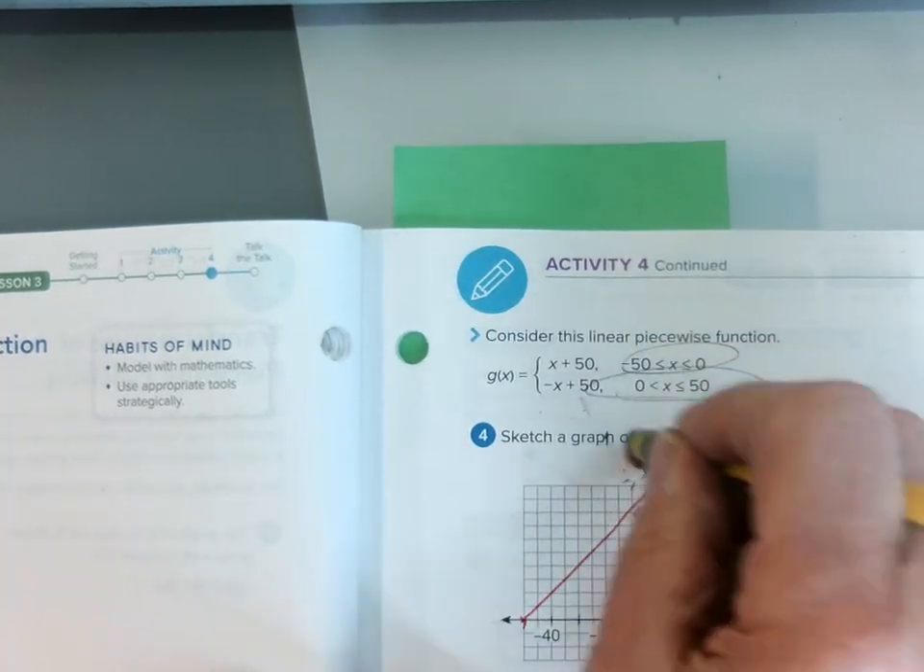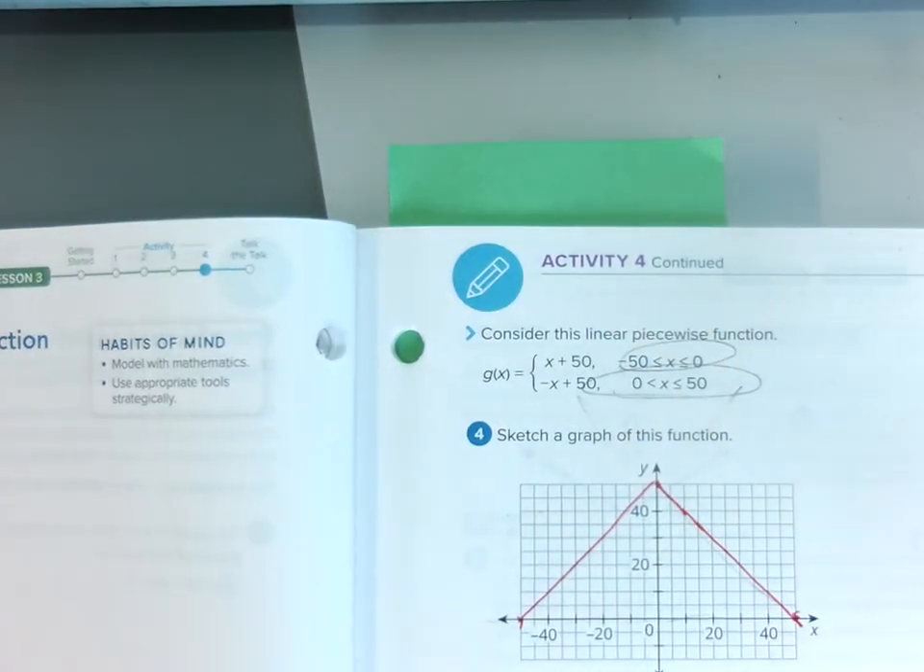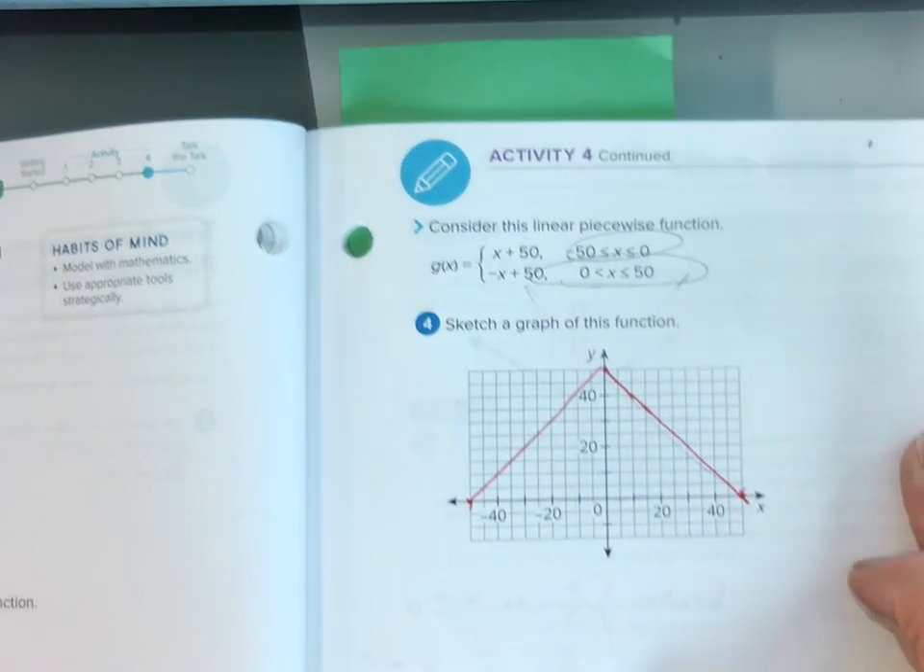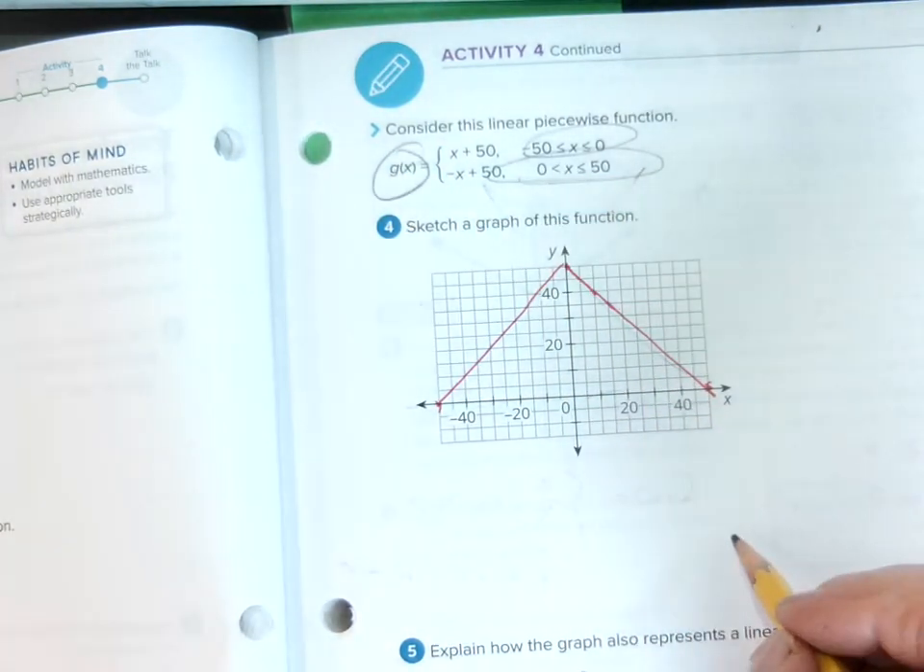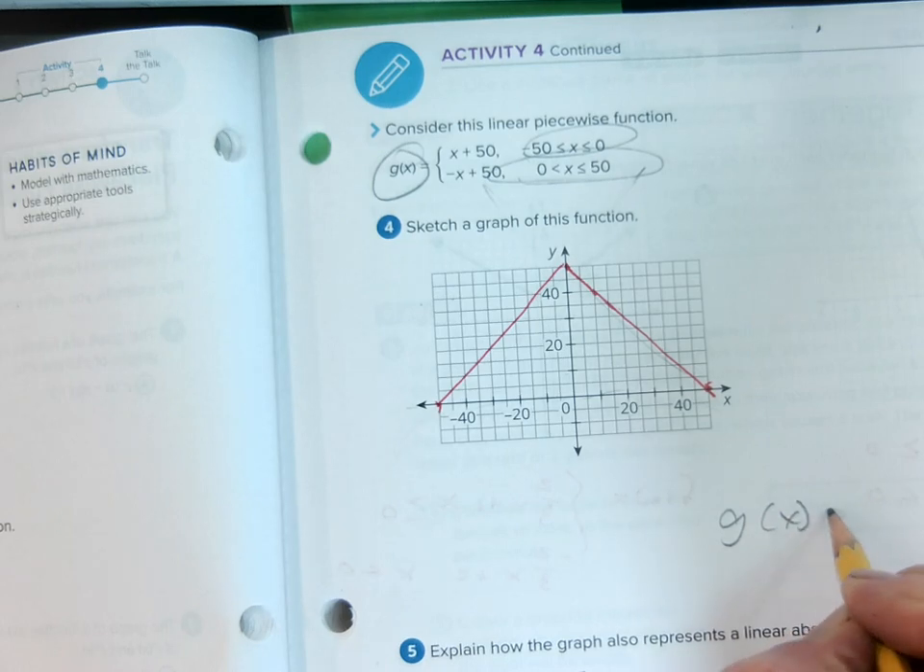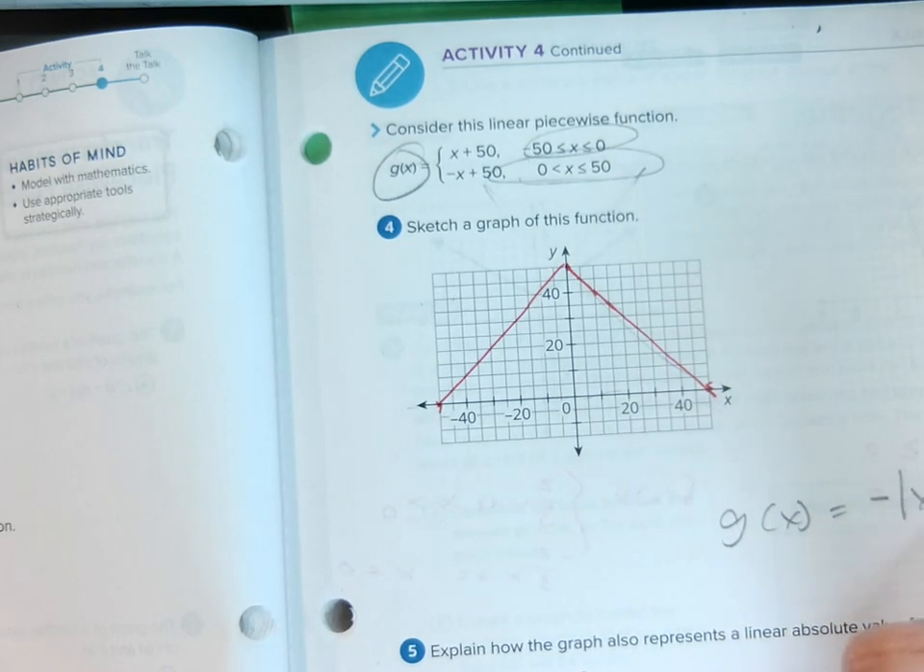So it does make an absolute value graph, okay? We know it's an absolute value graph. It has the shape of a V, so it's just going to be the f of x, or in this case, I guess it's g of x, equals the negative absolute value of x plus 50, okay?